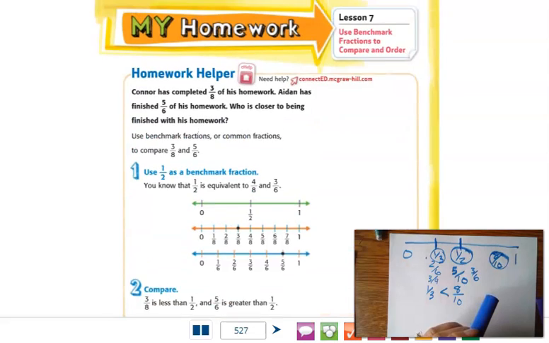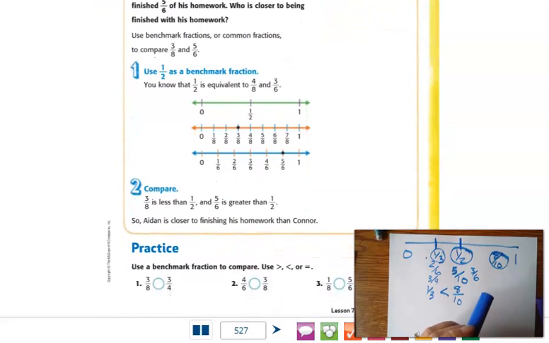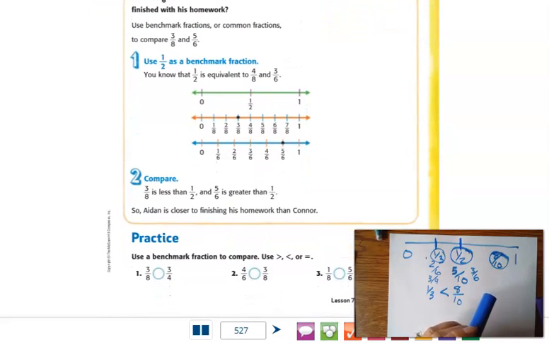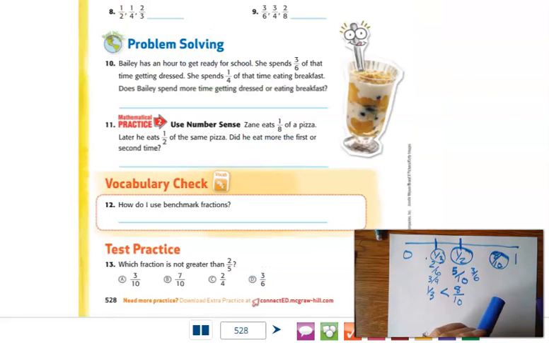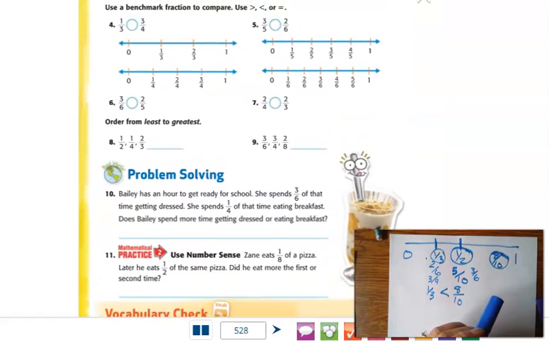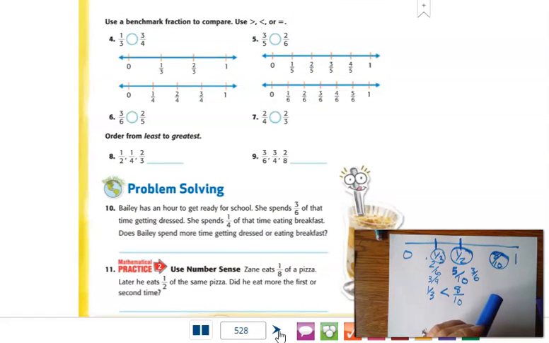Don't forget to read all the steps on the homework, because that's going to help you when you do your homework, comparing these 3. And don't forget to do the back. You're going all the way to 528 with your independent work.